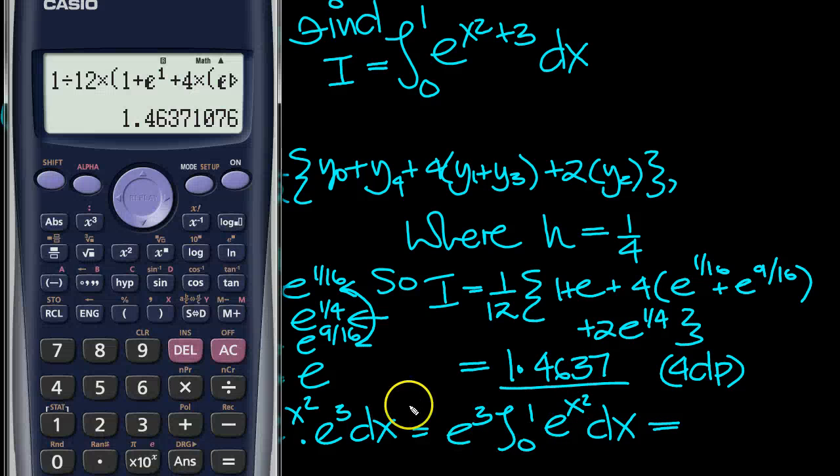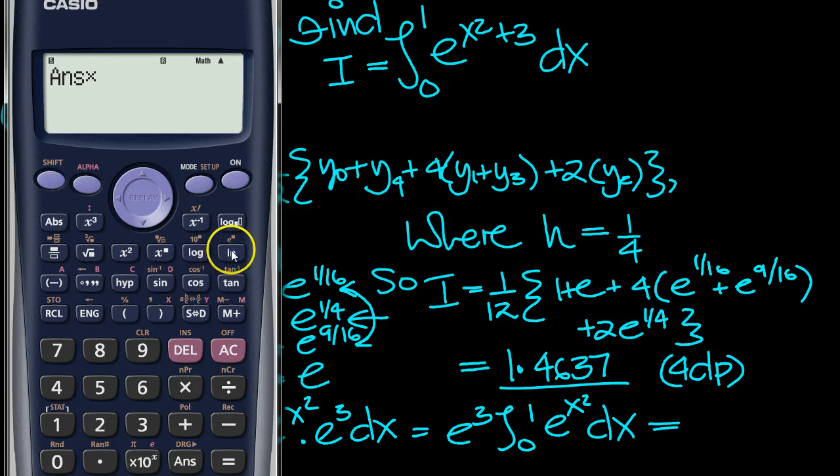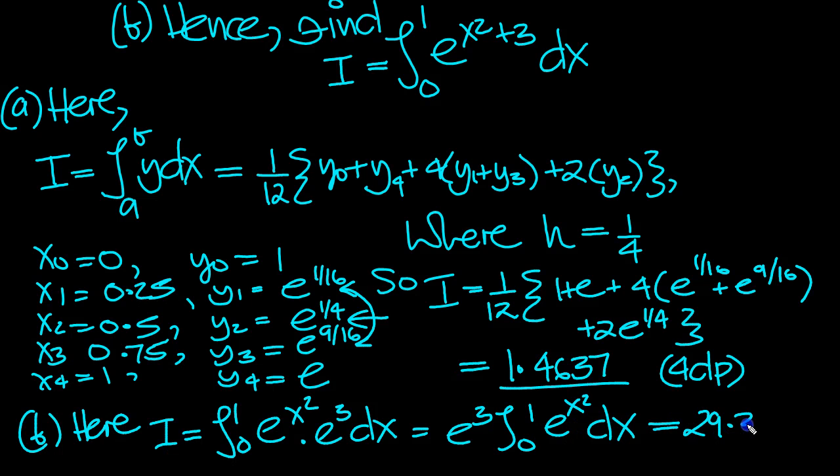So it's in the calculator already. So times that by e cubed, power 3, 29.3994, and that's the 4 decimal places. Okay, that's approximately equal to, because this is using Simpson's rule, isn't it, for the integral value. Okay, good.